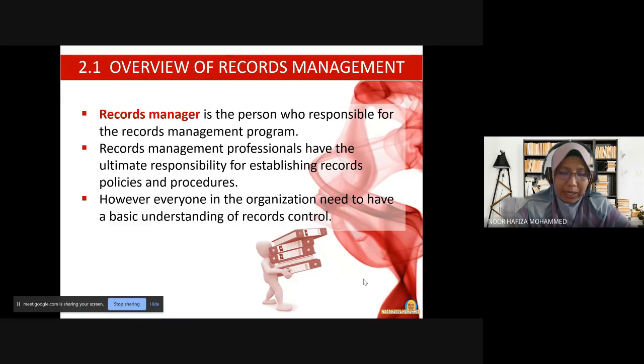Okay, I'm going to browse about what we call Arkib Negara, for this one.